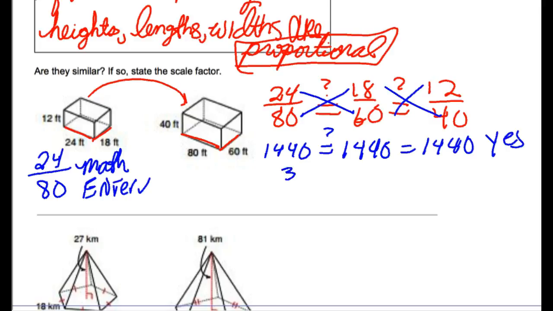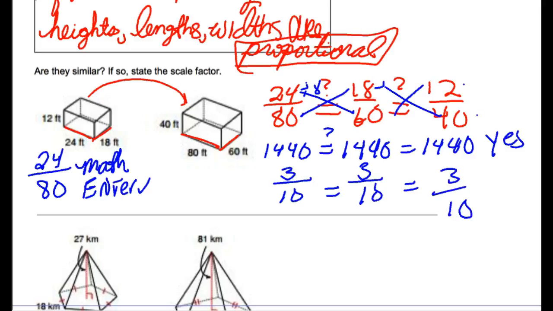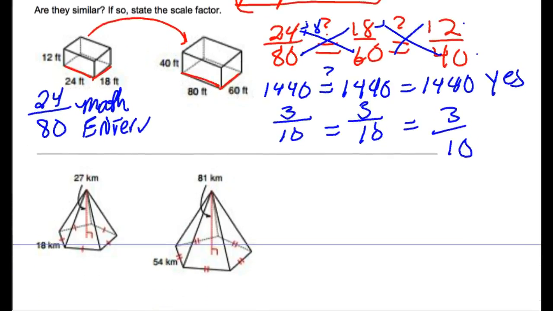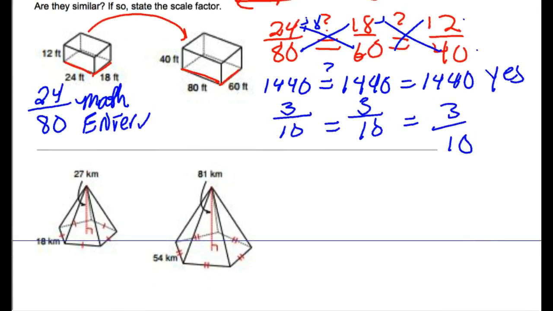So this is actually 3/10, which you could do by hand. You know, divide each of these by 8. That's totally legal. Divide each of these by 6 gives you 3/10. Dividing each of these by 4 gives you 3/10. So I just showed you 3 ways of showing that those ratios are all in proportion. I changed them to decimals. They were all 0.3. I did cross products. They were all 1440. And then I reduced the fractions.